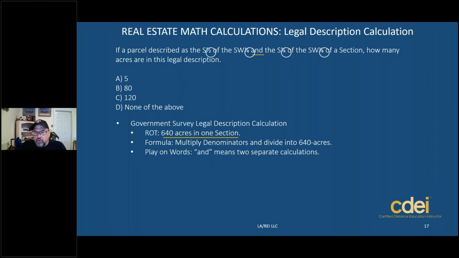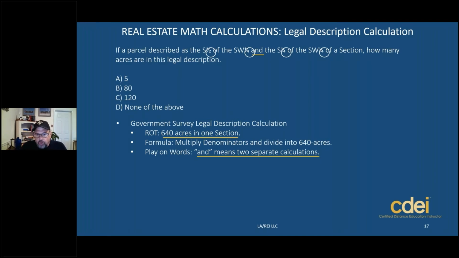So the play on words you've got to pay attention to, and you've got to look for this, is that word "and." If there is no word "and" there, then it's a simple calculation. But the word "and" makes it a completely different calculation. Here's how it works. What does "and" mean? It means there are 2 separate calculations.